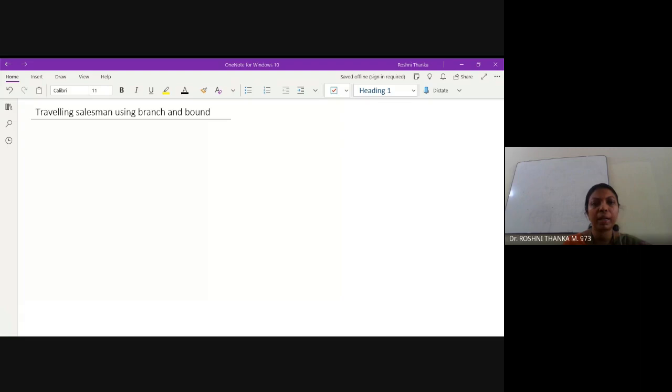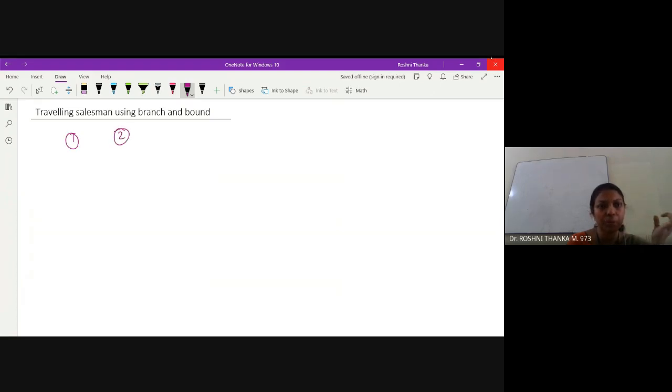So, what is the problem in traveling salesman? Let us take a small example. For example, if we have the nodes 1, 2, 3, and 4, these are the different places we have.